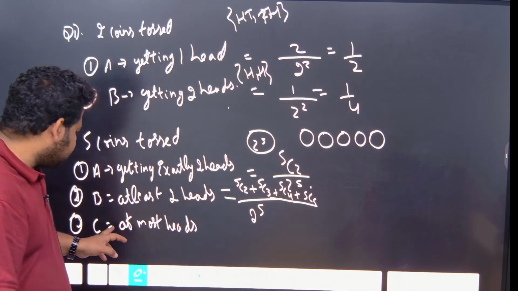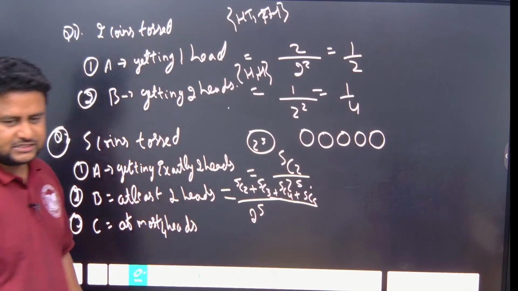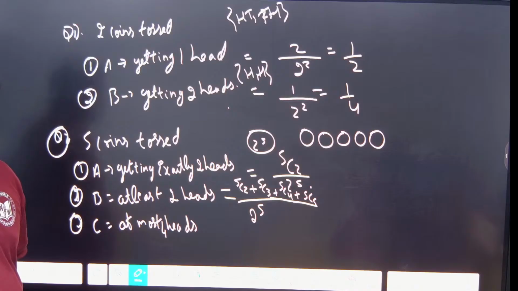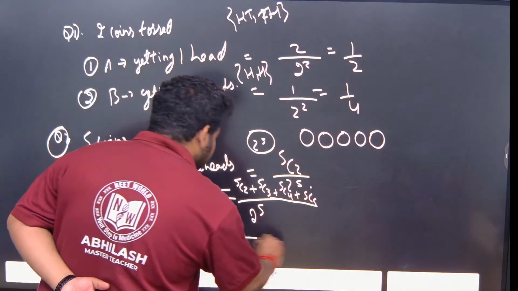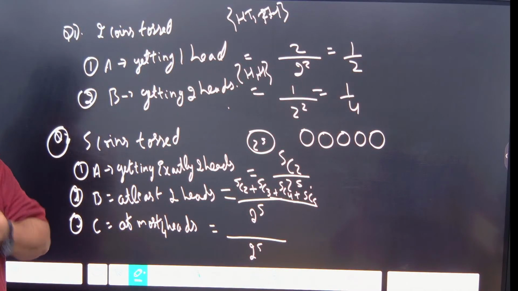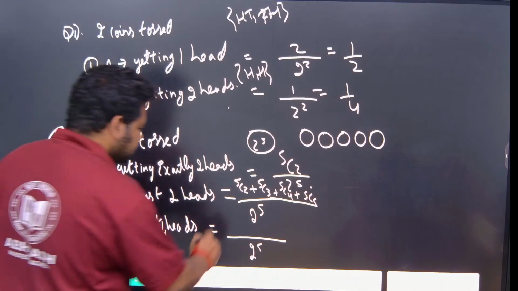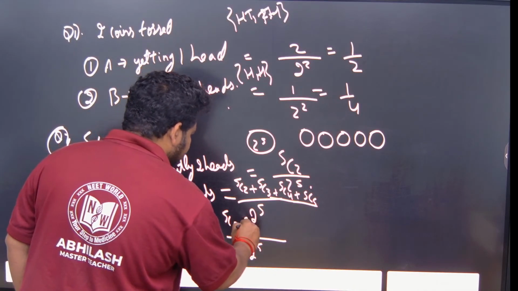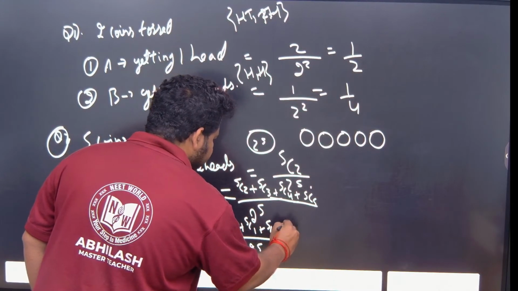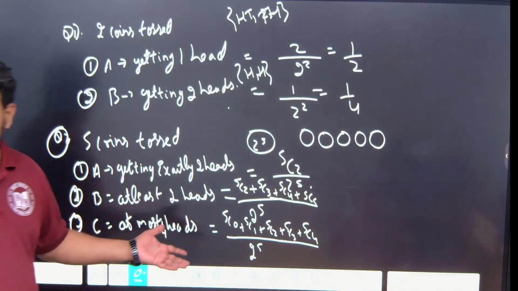Okay. Now, they are asking at most how many heads? At most 4 heads. So, here the denominator will be 2 power 5. At most 4 means it can be 0 also. Out of 5 it can be 0 also. I can write 5C0. At most 4 means I should write it as 5C0, 5C1, 5C2, 5C3, 5C4. That's all. Easily you can solve using combination.